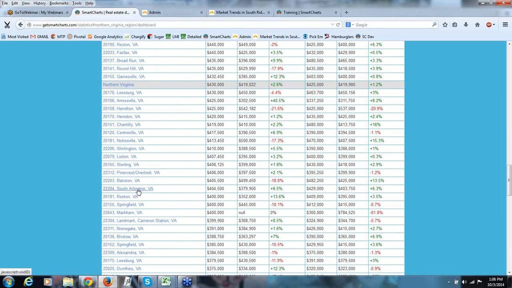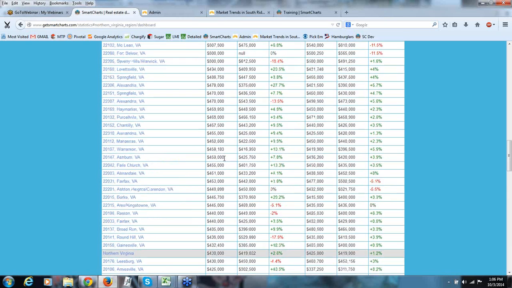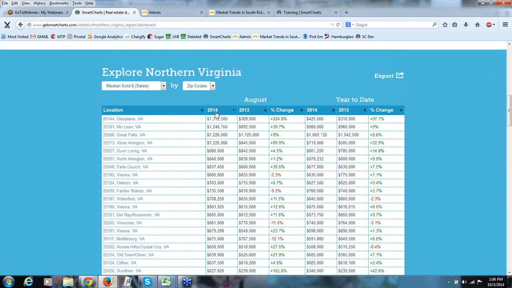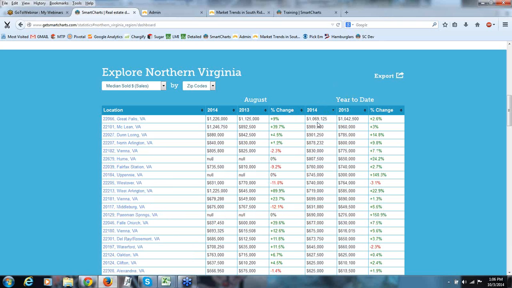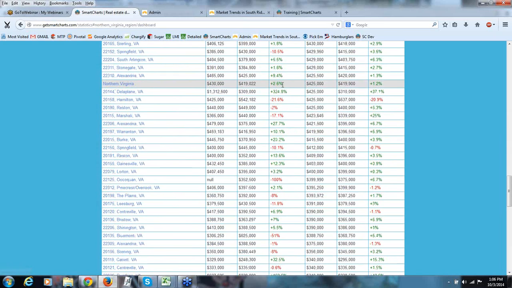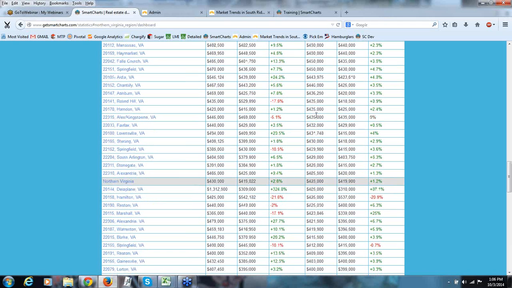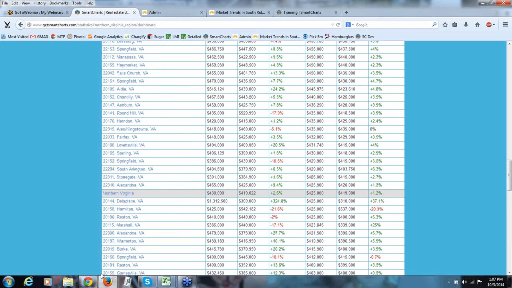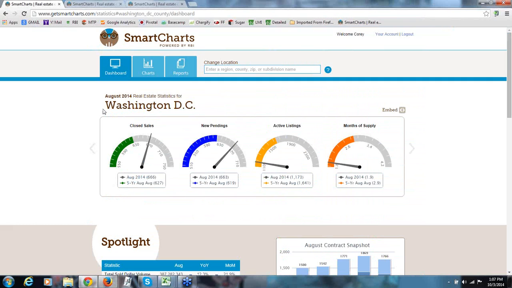Let's say that I'm in South Arlington and I'm looking at median sale price. The default sort is by August 2014, or I can look at year to date for 2014 and sort accordingly. So here I can see the most expensive zip code, not surprisingly to folks around here, is Great Falls, and I can see just where the region itself sits. So those that are above this line are more expensive than the regional average. Those below, obviously, less.